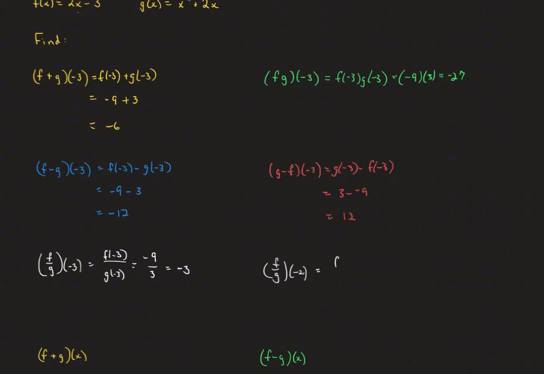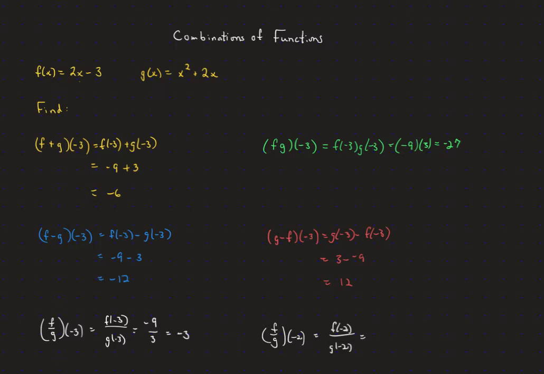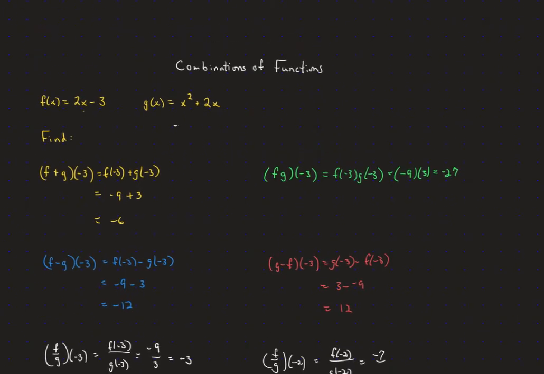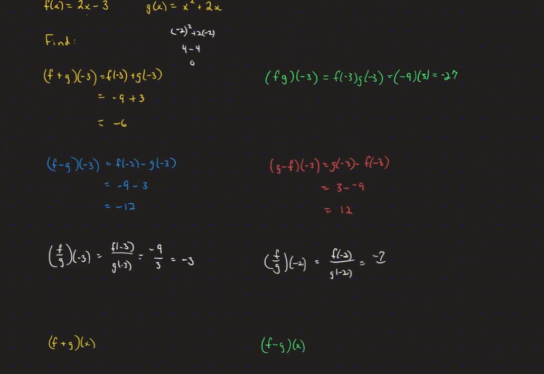Now the next one, we've got f of negative 2 over g of negative 2, and this might be a problem. Let's see, f of negative 2, we're going to go 2 times negative 2 minus 3. That's negative 4 minus 3, so that's going to be a negative 7. But g of negative 2 is going to be negative 2 squared plus 2 times negative 2. That's going to be 4 minus 4 is 0. That is a problem, so that actually is not defined because we can't divide by 0.